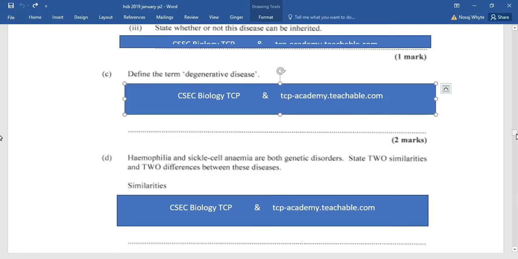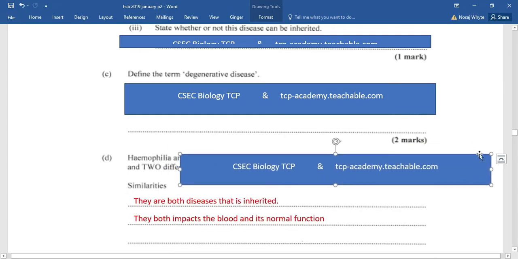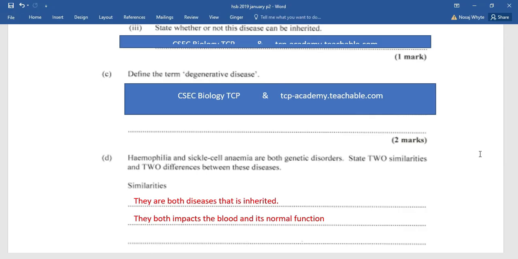Now, hemophilia and sickle cell anemia are both genetic disorders. State two similarities and two differences between these diseases. Remember, you can pause at any time. We're going to unveil. So our two similarities are they both are diseases that are inherited. So these are inherited diseases. We need to pay attention to that. And of course, they both impact the blood and its normal function.